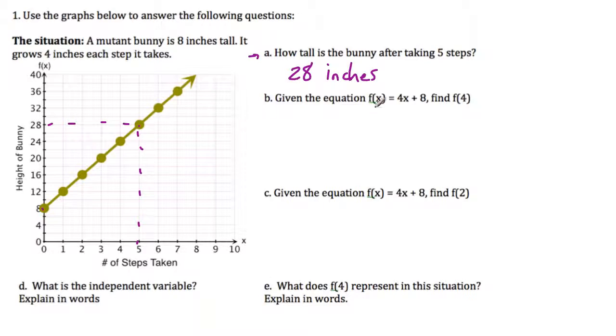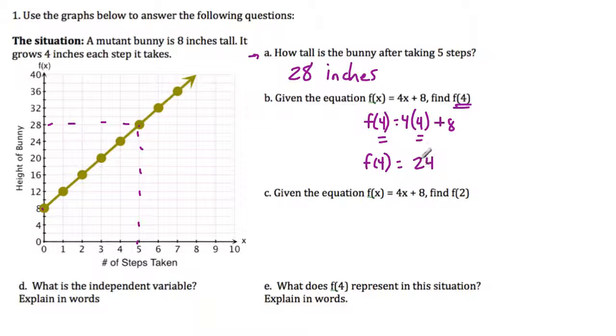Cool. On the second part, given that this equation is f of x is 4x plus 8, we want to find f of 4. So we say f of 4 is equal to 4 times 4 plus 8. Anytime we see x, we're substituting 4. We reduce that and find that f of 4 is equal to 24. 4 times 4 is 16, plus 8 is 24.